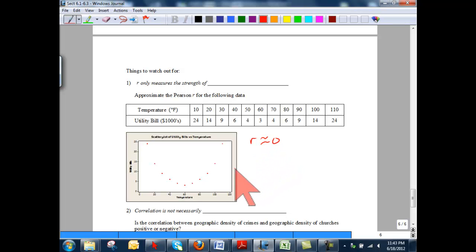And then a conclusion that you might jump to would be, well, if R is 0, then there's almost no correlation between these variables, so they're not related at all. But we just argued that they are definitely related. The temperature definitely makes a difference in your utility bill. If it's very cold or it's very hot, you're going to pay a lot of utilities. So knowing the temperature tells you something about the utility bill. What went wrong? Why is R approximately 0? Why doesn't it capture information here? And the answer is that R only measures the strength of linear relationship.